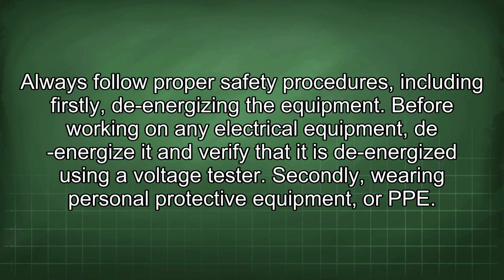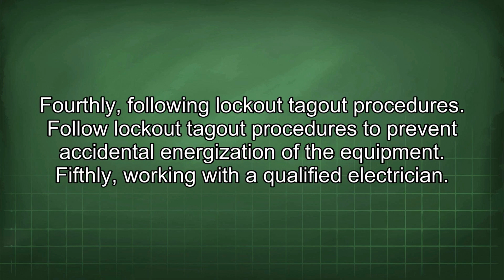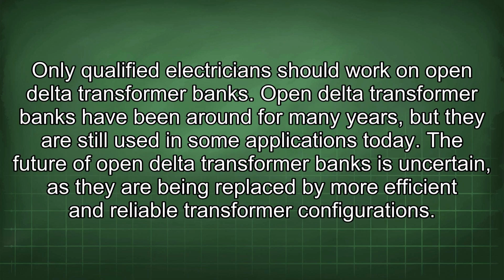Secondly, wearing personal protective equipment, or PPE. Wear appropriate PPE, such as gloves, safety glasses, and arc-rated clothing. Thirdly, using insulated tools. Use insulated tools to prevent electric shock. Fourthly, following lockout-tagout procedures. Follow lockout-tagout procedures to prevent accidental energization of the equipment. Fifthly, working with a qualified electrician. Only qualified electricians should work on open delta transformer banks.